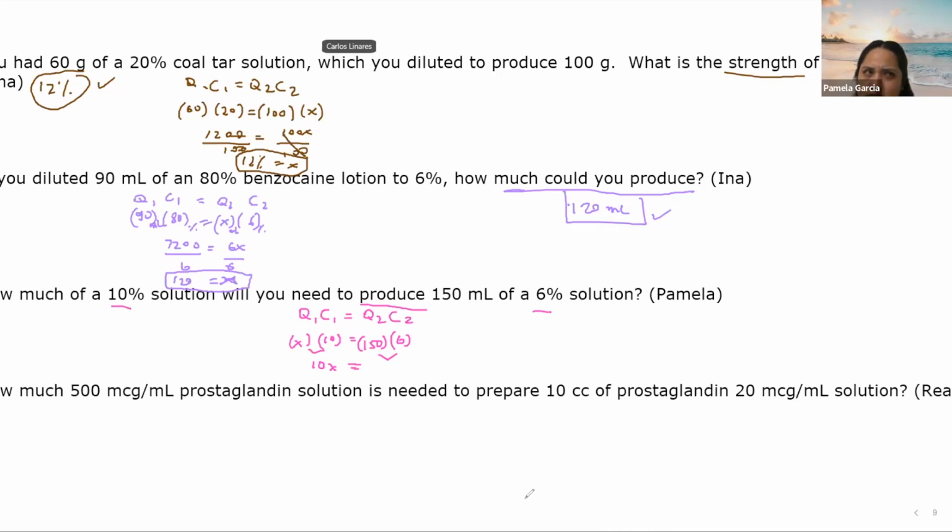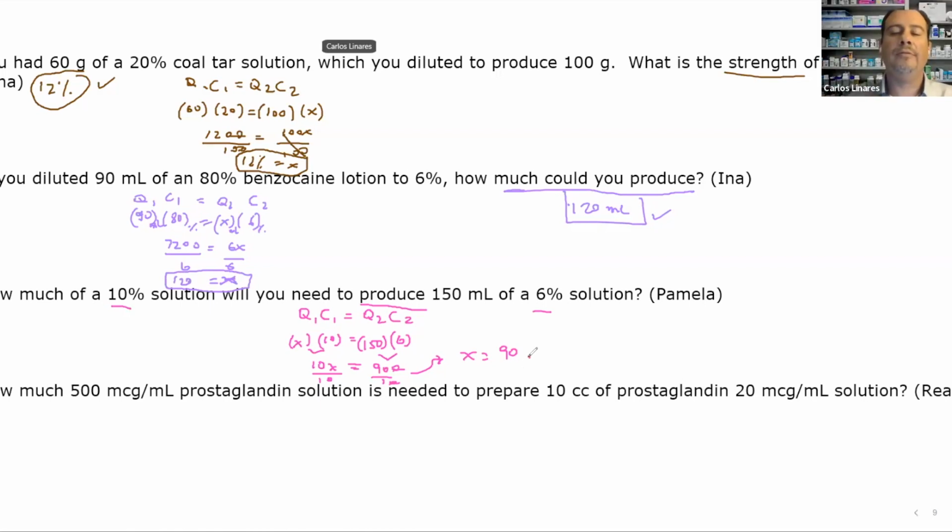750? No. 900. 900, okay. So divide both sides by 10. X is equal to 90. 90 what? What is the unit? Milliliters. Good, 90 mLs. We're trying to find quantity. Remember, quantity is measured in grams or mLs.